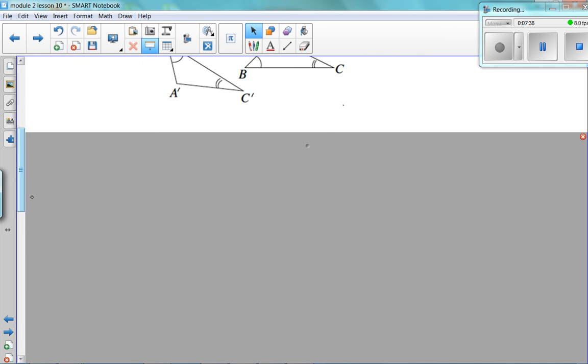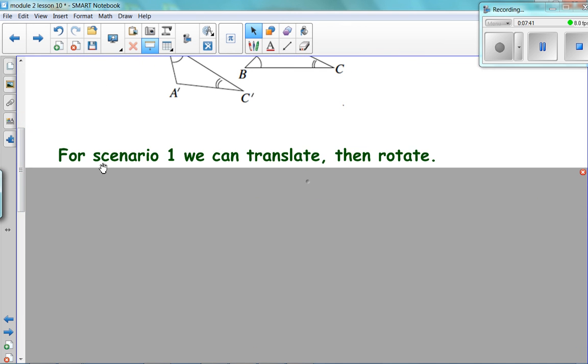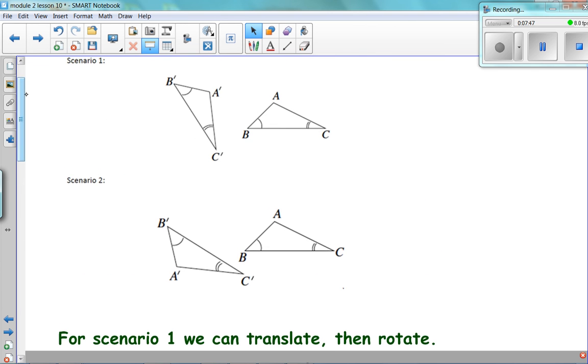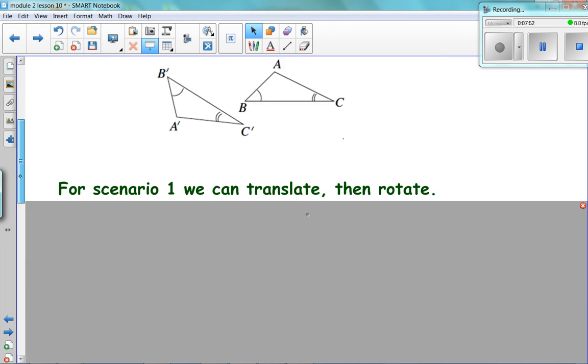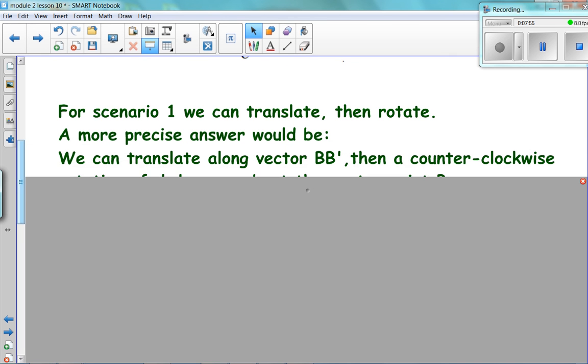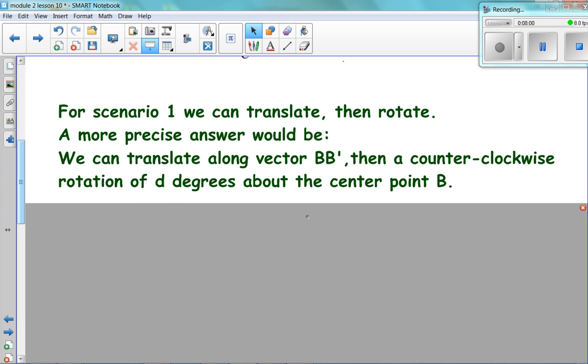Okay, so let's look at scenario 1. For scenario 1, we can translate and then rotate. That was obvious. We did a few of those today in class. But let's be more precise. A more precise answer would be we can translate along vector B prime, then a counterclockwise rotation of d degrees around center point B. So you see the difference in how much more precise it is. It says exactly the vector we're using, and then it says the direction of the rotation, how many degrees, and what the center point is.